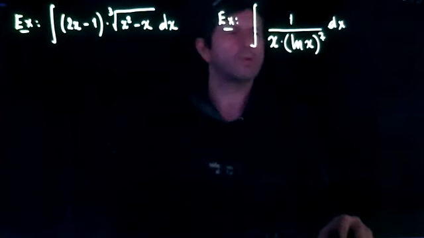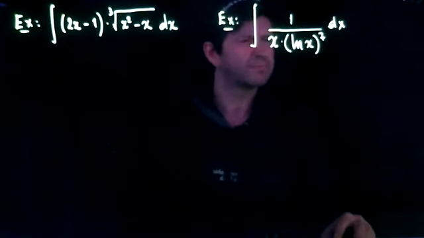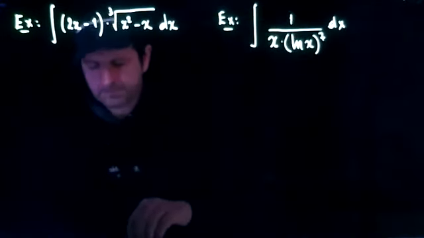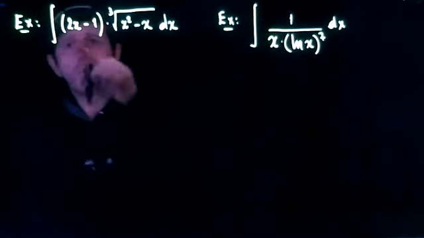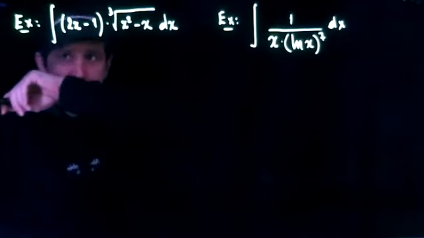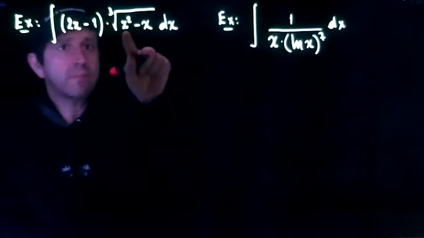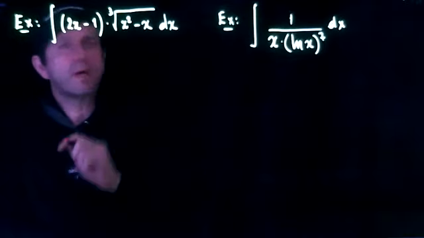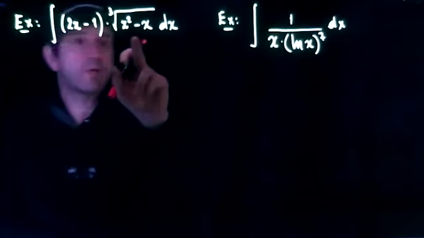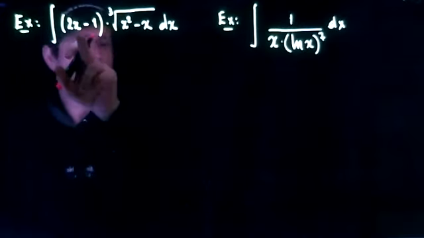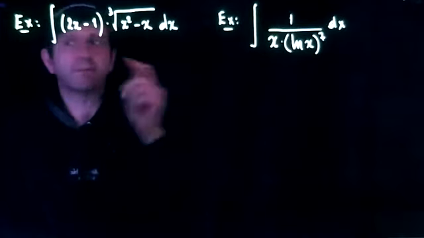Okay, two examples. What did you use as u here? x squared minus x. Because I noticed that if I take the derivative of x squared minus x, I get 2x minus 1. That's what goes on in my head.